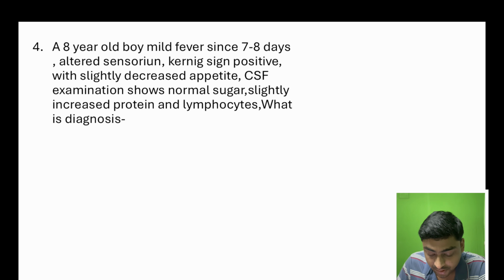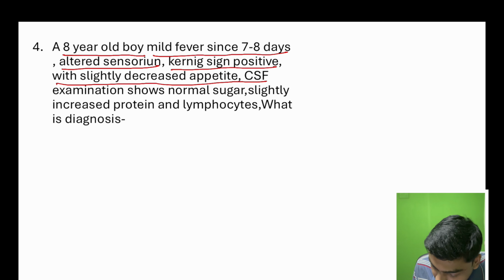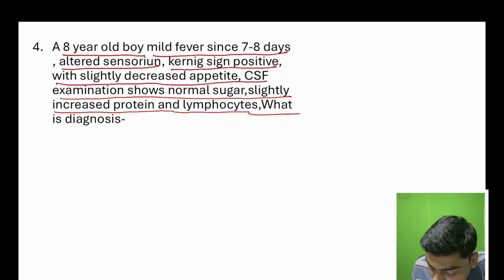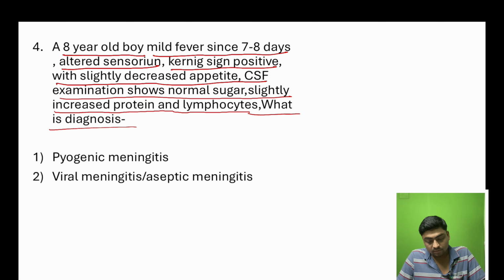An 8-year-old boy, mild fever since 7 to 8 days, altered sensorium, Kernig positive with slightly decreased appetite. CSF examination shows normal sugar, slightly increased protein and lymphocytes. What is the diagnosis? The options are pyogenic meningitis, viral or aseptic meningitis, fungal meningitis, or tubercular meningitis.